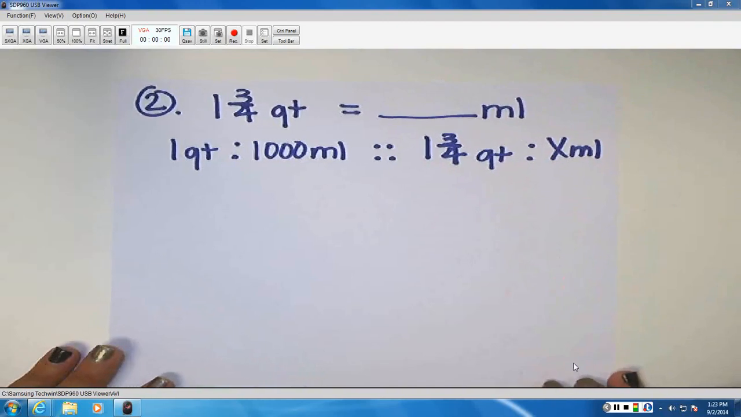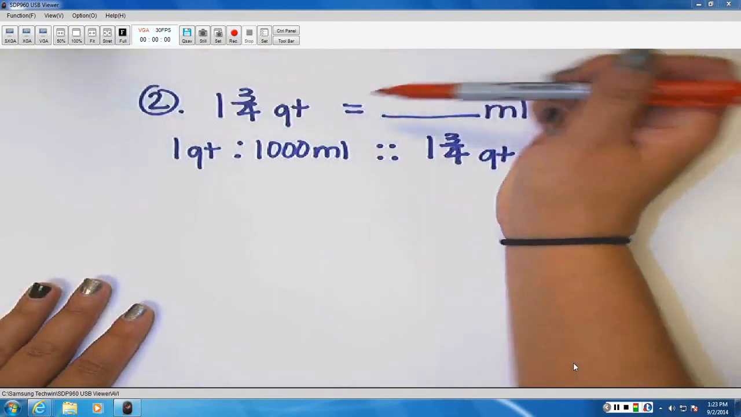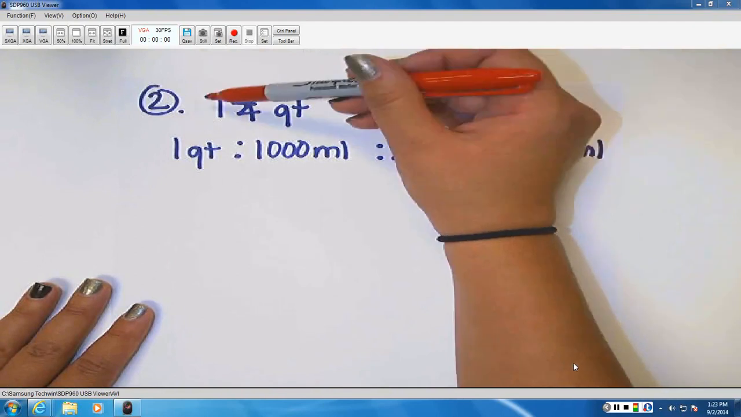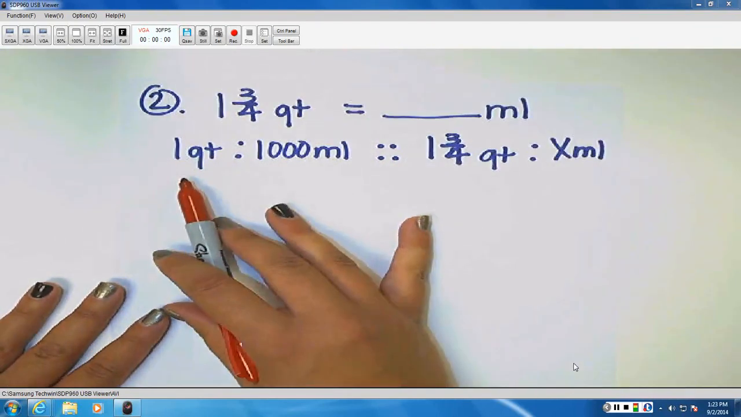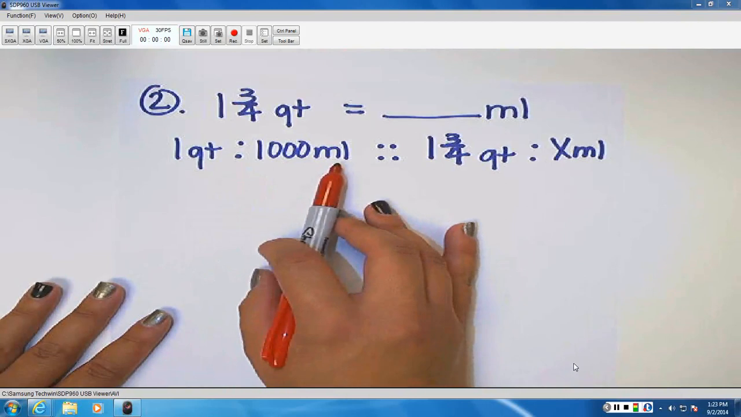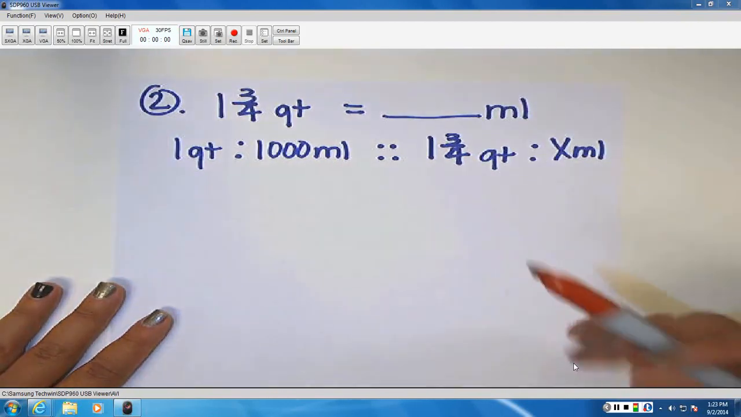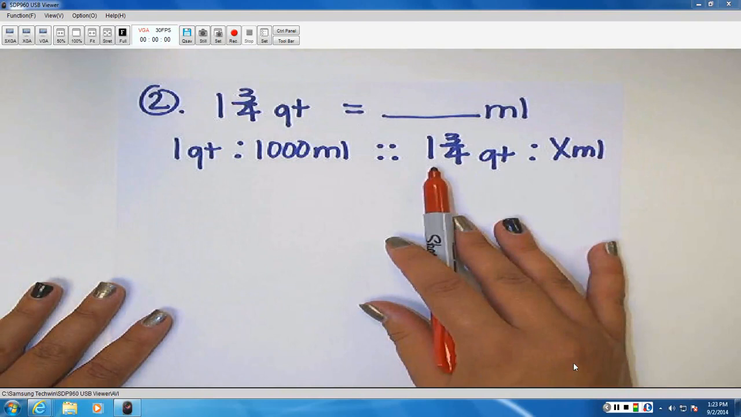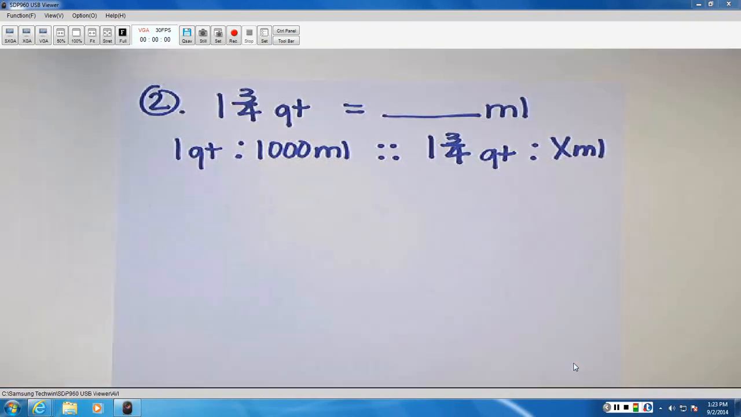Here's another one. Here's number 2 from that worksheet. This question is, how many mLs equals 1 3/4 quart? What I know is 1 quart equals 1,000 mLs, or it takes 1,000 mLs to equal 1 quart. What I don't know is how many mLs is in 1 3/4 quart. So here's how I set up my equation, and now I'll do my math.